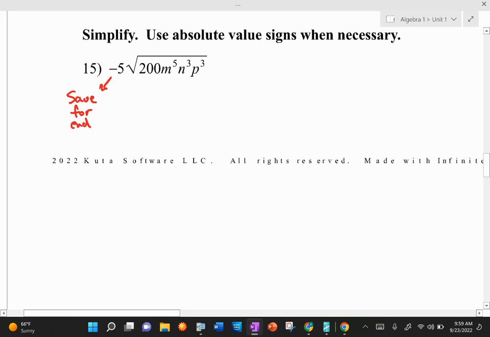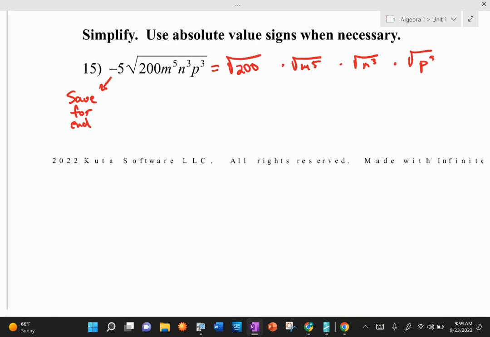Now, when you're taking the square root of multiple different numbers and variables, you've got to separate them out. So this can be rewritten as the square root of 200 times the square root of m to the 5th times the square root of n to the 3rd times the square root of p to the 3rd. I know it seems like a lot, but the variable ones are real quick. So the 200 one, we already know how to do that part. We'll do the prime factorization.